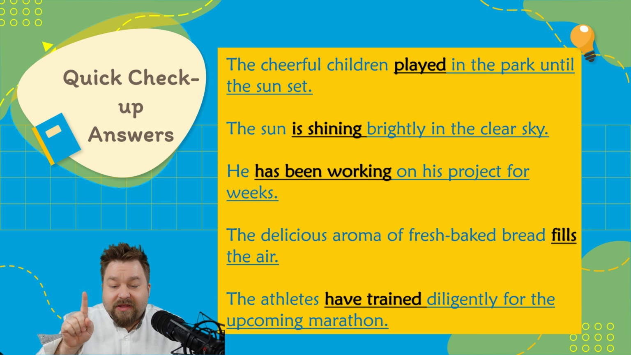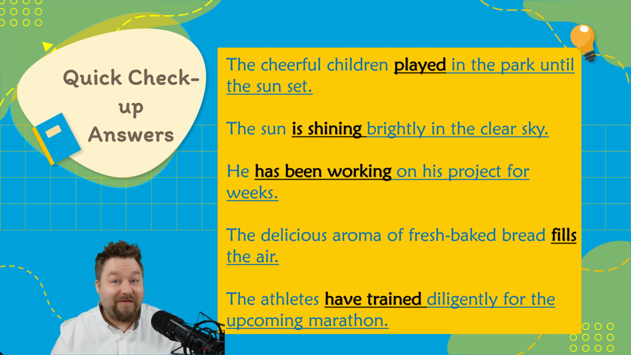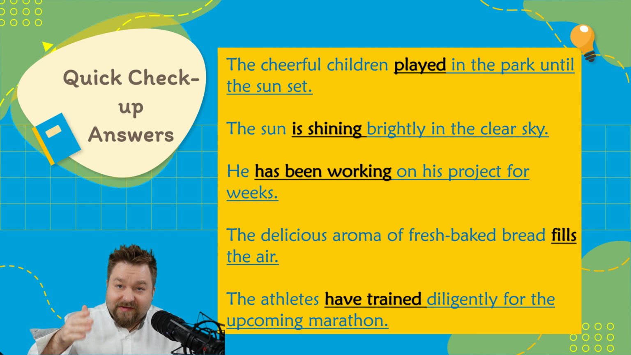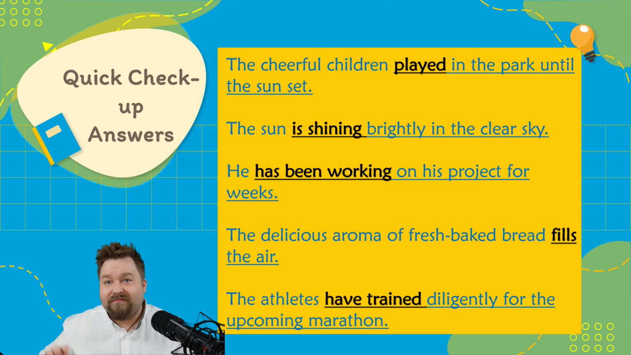Next one. The sun is shining brightly. The sun is shining. Helping verb, right? Is shining. We got this. He has been working. Here's that verb phrase we just learned, right? Has been working. He has been working. The rest of it doesn't matter, right?